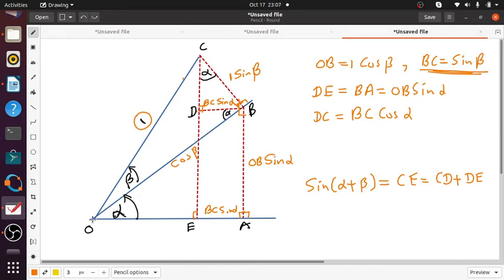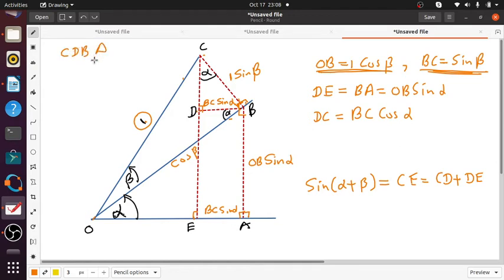Then we'll look at OB. What is OB? OB is also in the OBC right angle triangle. So using this hypotenuse and this angle beta, I can write OB as 1 times cosine of beta. So OB is cos beta. That's it. So now I know what BC and OB are. I want to find what CD is first. Let's see how to find CD. CD is included in the CDB triangle.